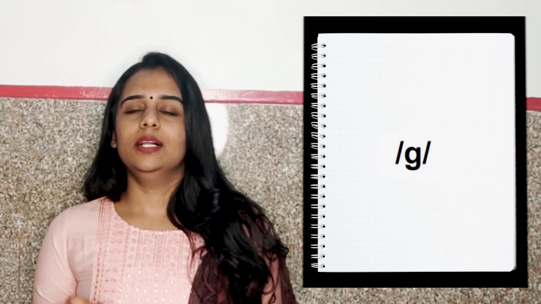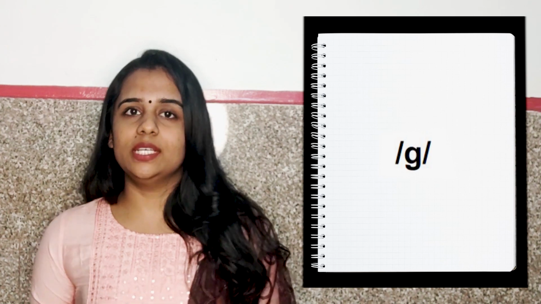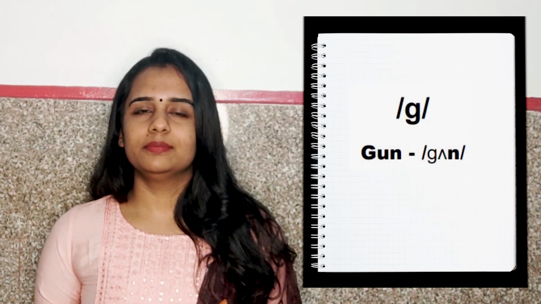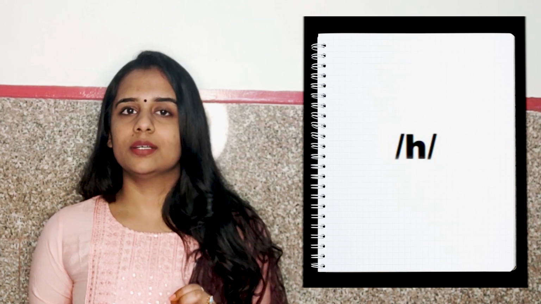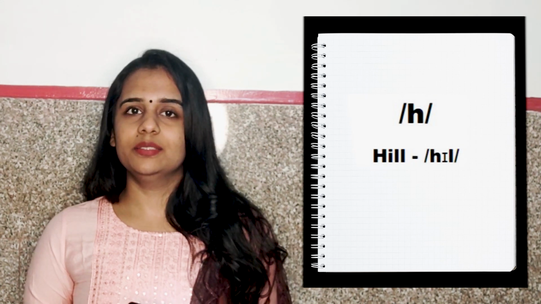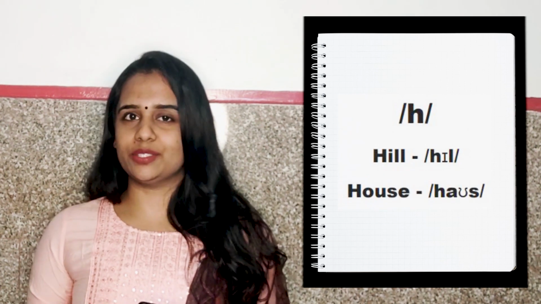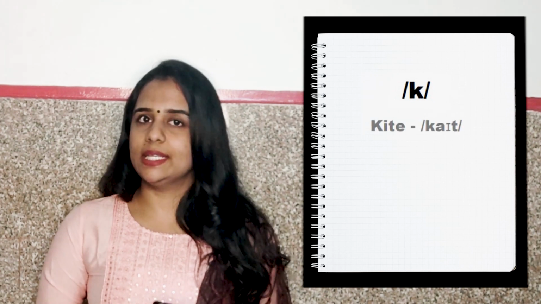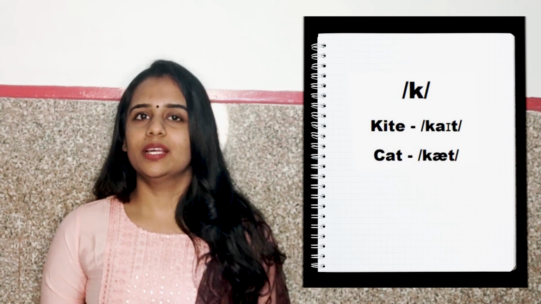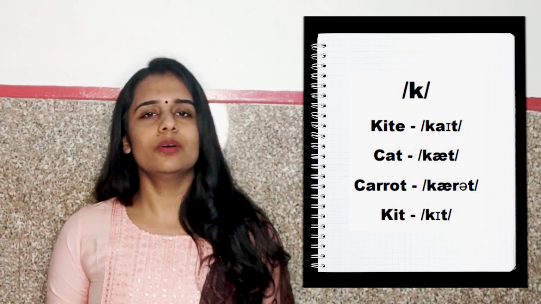Our fourth consonant sound is G. And the words which make use of these sounds are gun, gear, all these words. Our next consonant sound is H. And the words which make use of the H sound are hill, house, all these words. Our next sound is K. And the words which make use of the K sound are kite, cat, carrot, kit, all these words.